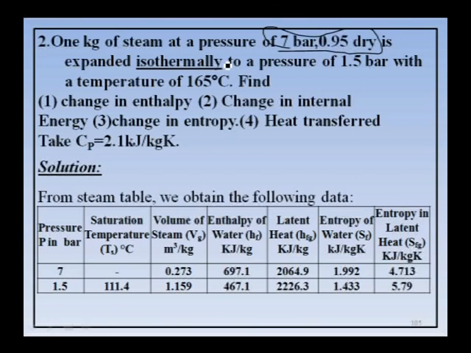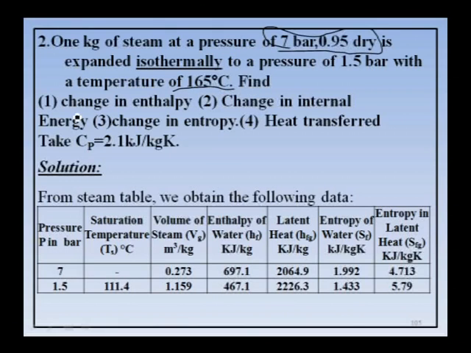The process is isothermal to a pressure of 1.5 bar. Initial pressure is 7 bar and final pressure is 1.5 bar with a temperature of 165 degrees C. So this is also important. Easily you can decide the final condition of steam is superheated. So initially it is wet and finally it is superheated.